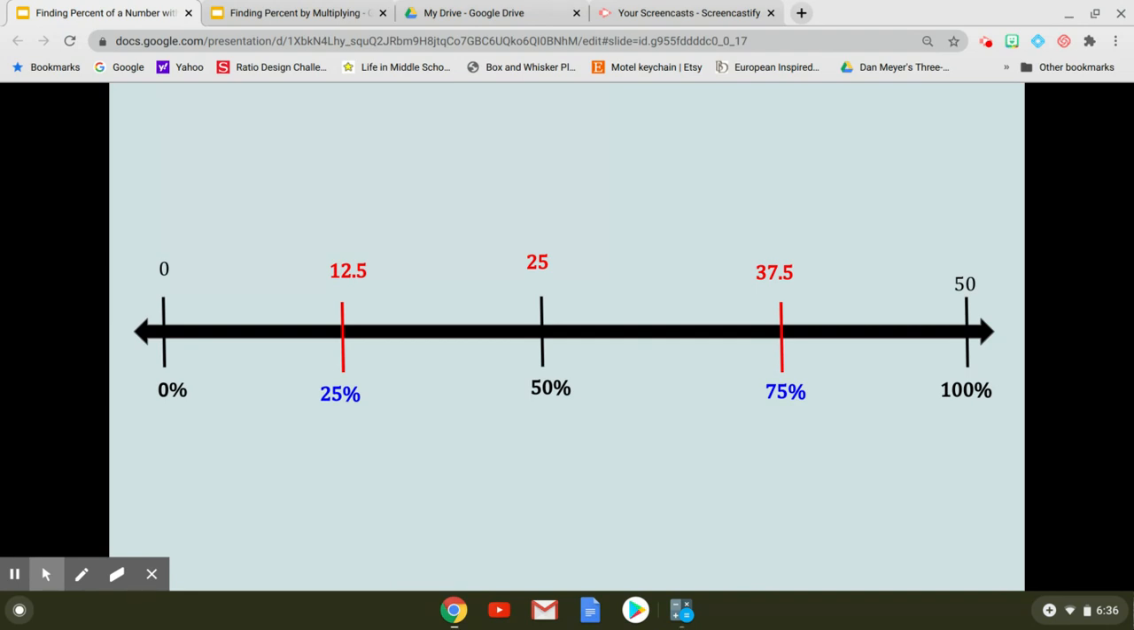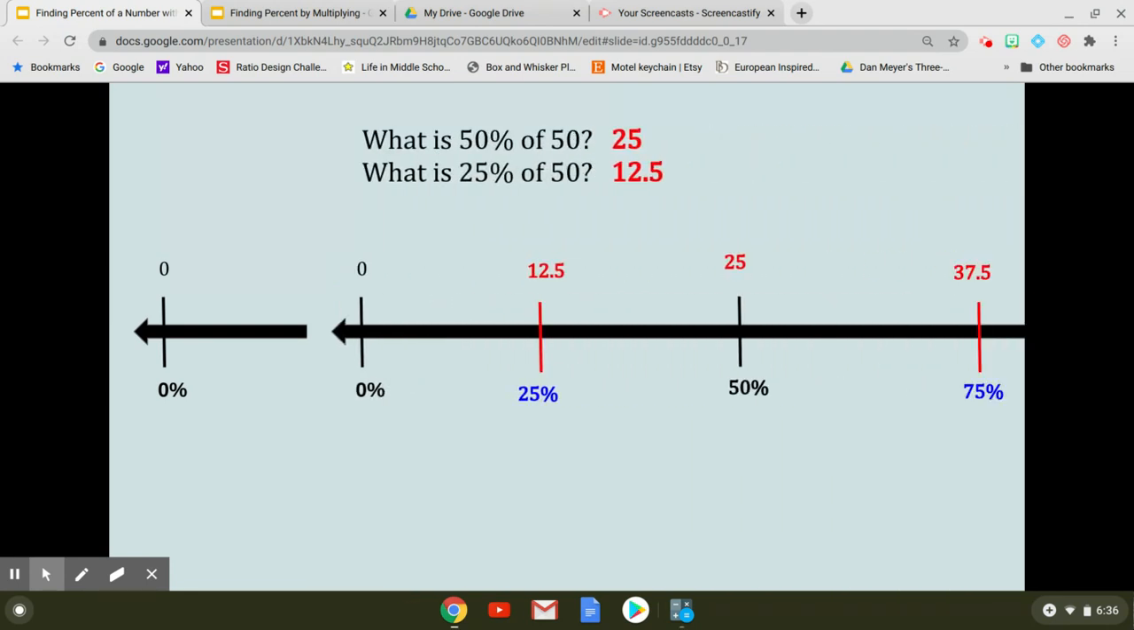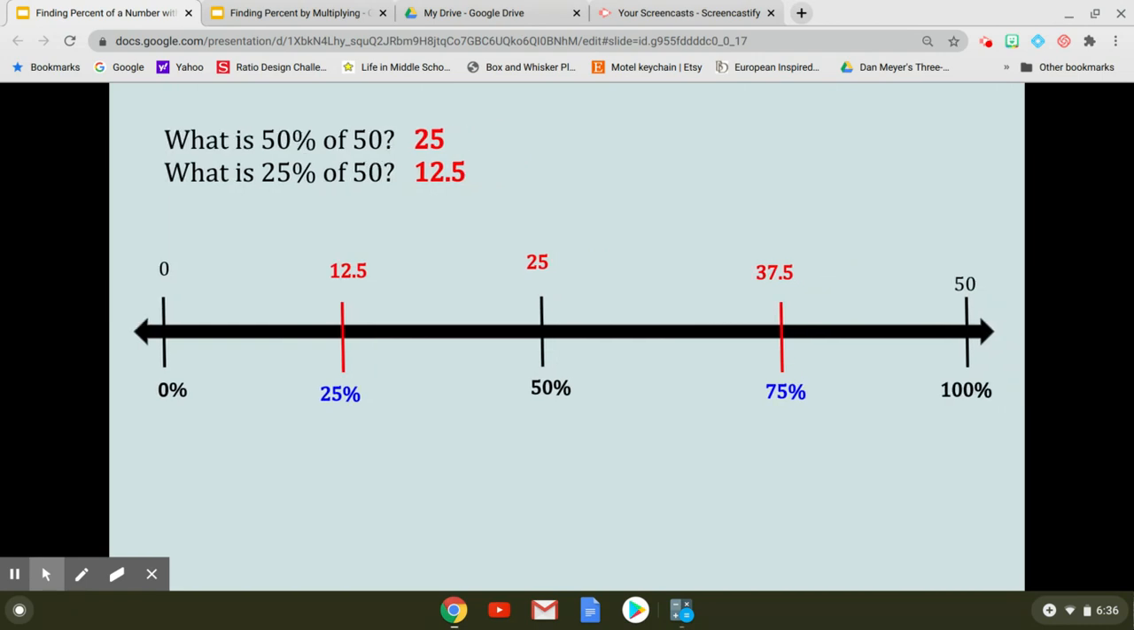So you see on this number line how we've divided the number 50 into four parts, basically, and shown how much is in each part. So what is 50% of 50? 25. And what's 25% of 50? 12 and 5/10.